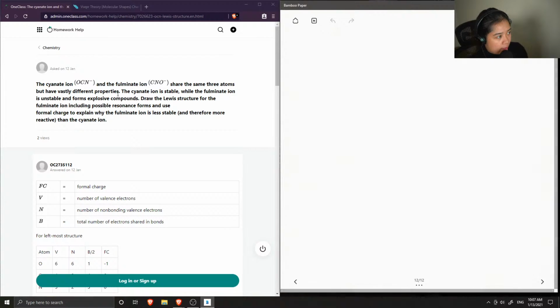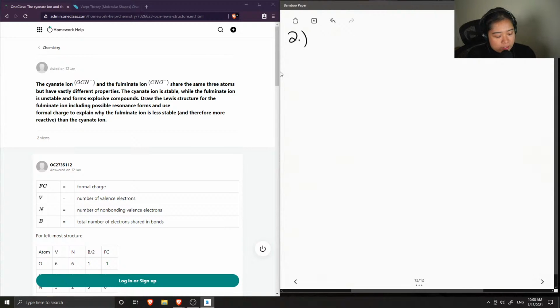The cyanate ion and the fulminate ion share the same 3 atoms but have vastly different properties. The cyanate ion is stable, while the fulminate ion is unstable and forms explosive compounds. Draw the Lewis structure for the fulminate ion, including possible resonance forms, and use formal charge to explain why the fulminate ion is less stable and therefore more reactive than the cyanate ion.